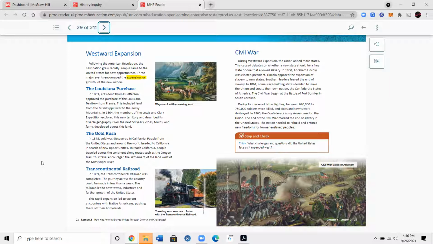In 1865, the Confederate Army surrendered to the Union. The end of the Civil War marked the end of slavery in the United States. The nation needed to rebuild and enforce new freedoms for formerly enslaved people.